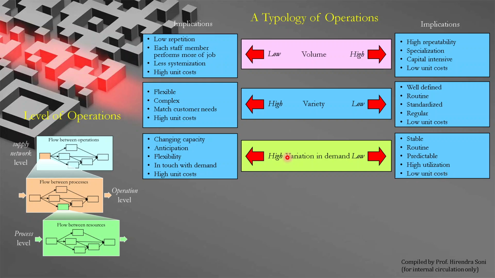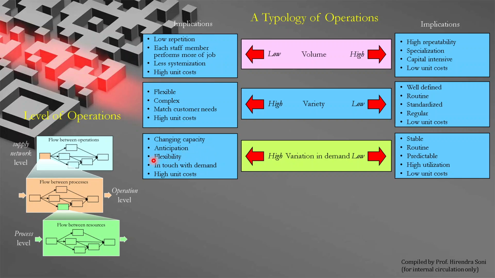But the minute there is a high variation, the capacity needs to be changed quite frequently. Anticipation of demand will be very important. If you are not able to anticipate, you will not be able to meet the customer's requirements. So anticipation becomes an important aspect.